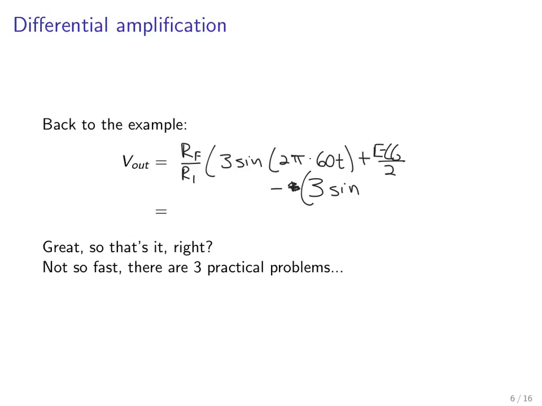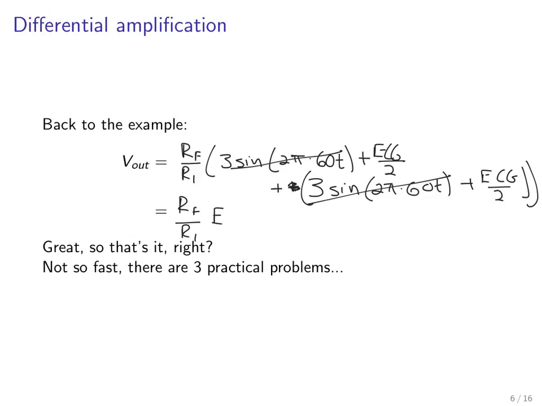And it's going to be, the second one is going to be 3 times sine of 2 pi times 60t, that's the 60 hertz noise again, minus ECG over 2. And you can see that these guys are going to cancel out. It's going to become a plus, and we're going to end up with Rf over R1 times ECG, the signal that we want. Okay, so it seems pretty simple, right?